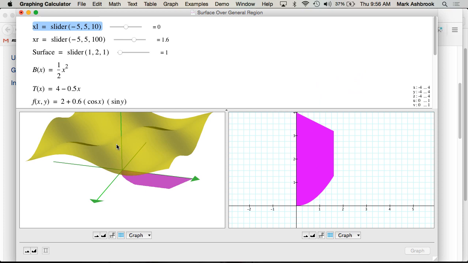Okay, so here's a region. I'll show you why in a second. So this region is not rectangular, right? X varies from, so let's maybe do this, X varies from 0 to 2.